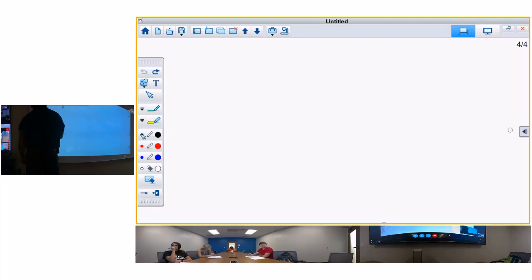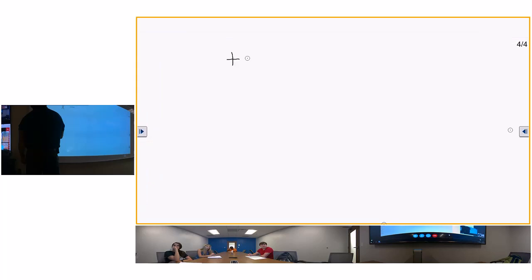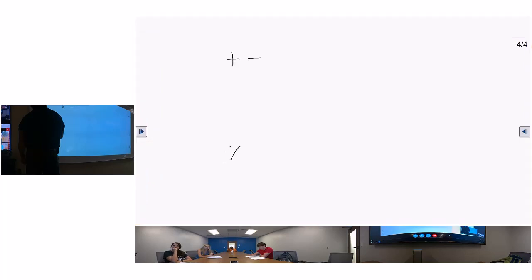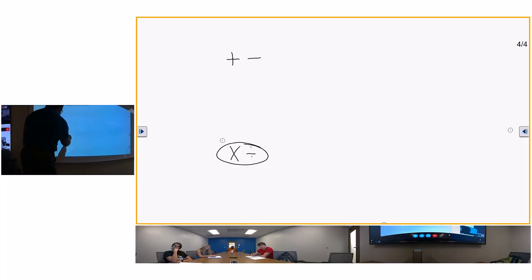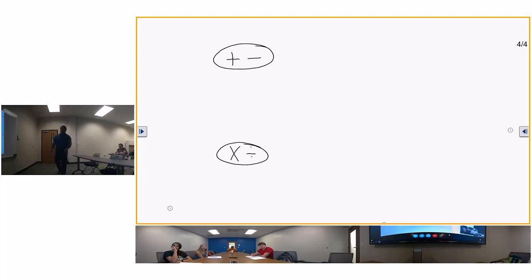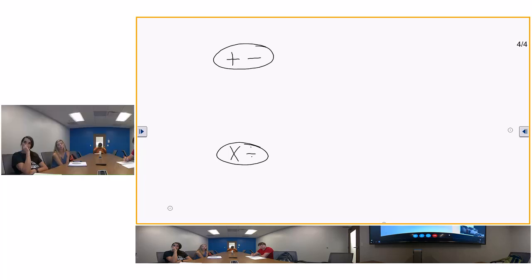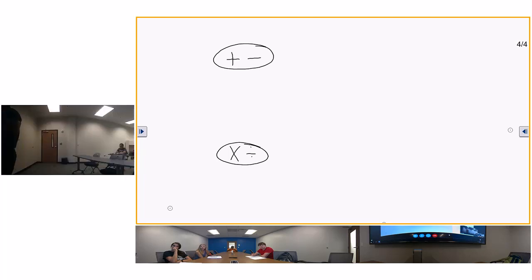Addition and what? And subtraction. And then you have multiplication and what? Division. Why do I put these 2 together? And why do I put those 2 together? Why didn't I put addition and multiplication or addition and division? Why did I put addition and subtraction together? And why did I put multiplication and division together? Because they're the opposite of each other. Thank you.